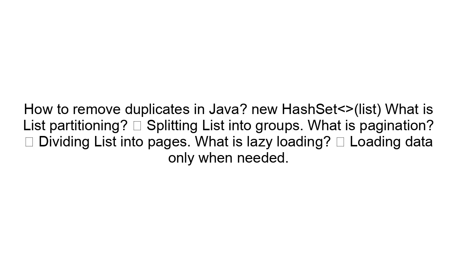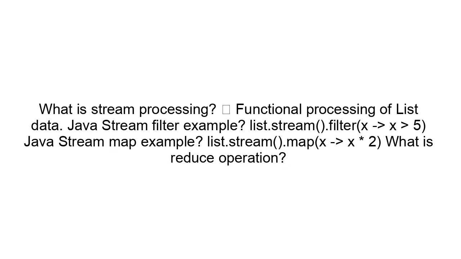new HashSet<>(list). What is list partitioning? Splitting a list into groups. What is pagination? Dividing a list into pages. What is lazy loading? Loading data only when needed. What is stream processing? Functional processing of list data. Java stream filter example: list.stream().filter(x -> x > 5). Java stream map example: list.stream().map(x -> x * 2).